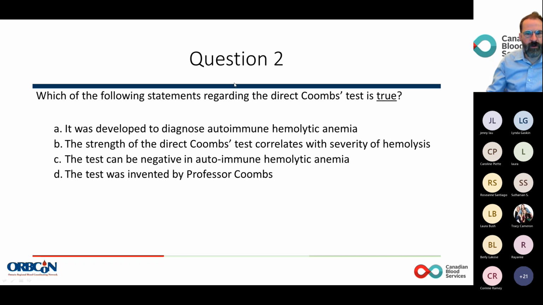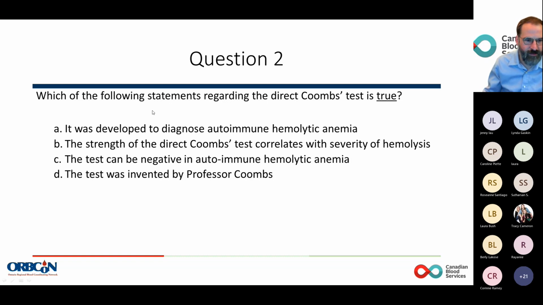Which of the following statements regarding the direct Coombs test is true? It was developed to diagnose autoimmune hemolytic anemia. The strength of the direct Coombs test correlates with severity of hemolysis. The test can be negative in autoimmune hemolytic anemia. Or the test was invented by Professor Coombs.